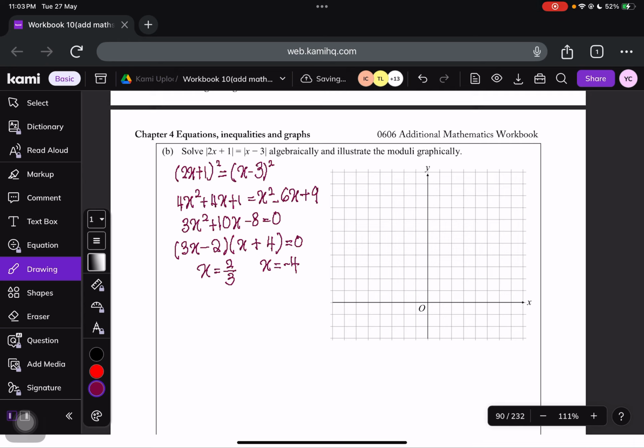Why are there 2 answers? Because of the gradient. You see, this equation, the gradient is 2. This equation, the gradient is 1. In the form mx plus c. Since the gradients are different, I told you when the gradients are different, then they will cross twice. When they cross twice, they intersect twice. That's why you have 2 answers.